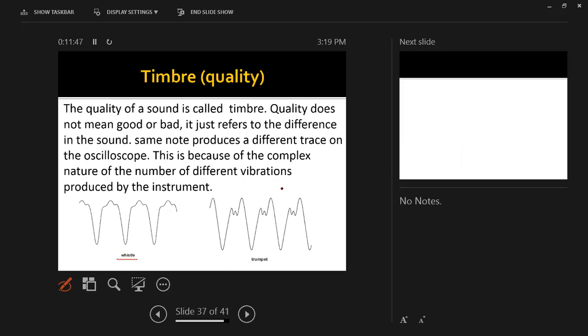This is because of the complex nature of the number of different vibrations produced by the instrument. Here for the whistle you use your breath. For the trumpet you also use your breath, but here your mouth works. Here there is a device that works. That's why the pitch, the timbre, the quality can change easily.